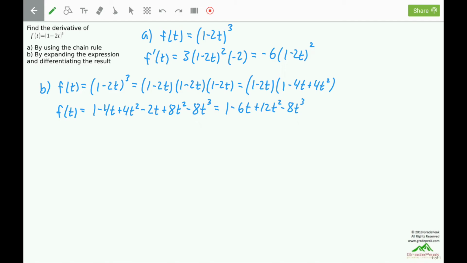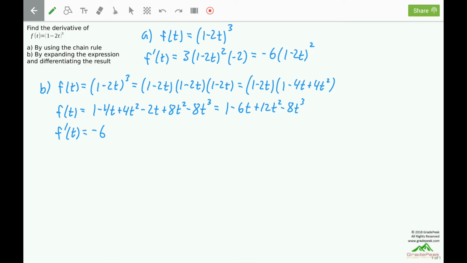At this point, f of t is made up of terms that are added or subtracted together, so we can take the derivative of each of those separately and add or subtract the results accordingly. So let's find the derivative f prime of t. The first term, a constant, will have a derivative of 0. The second term, a constant times t, will be a constant, negative 6.